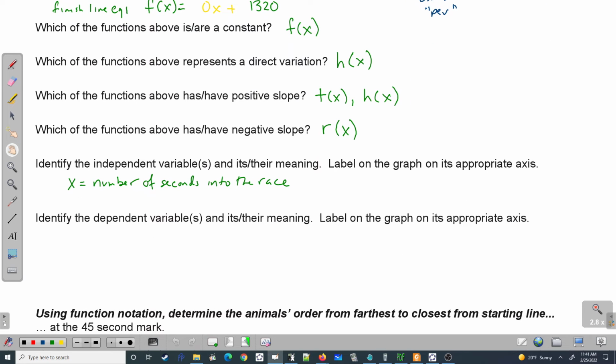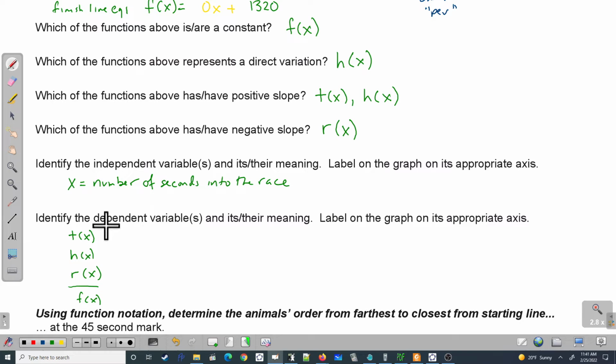Identify the dependent variable or variables and their meanings, because dependent variables are all the outcomes, essentially. And we know that we need one for the t. So t of x would be your dependent variable, but then so would h of x. Technically, so would r of x. And I'll include f of x, but honestly, I'm not really too worried about it. But it is part of it. It's one of the 4 equations, so I probably should include it.